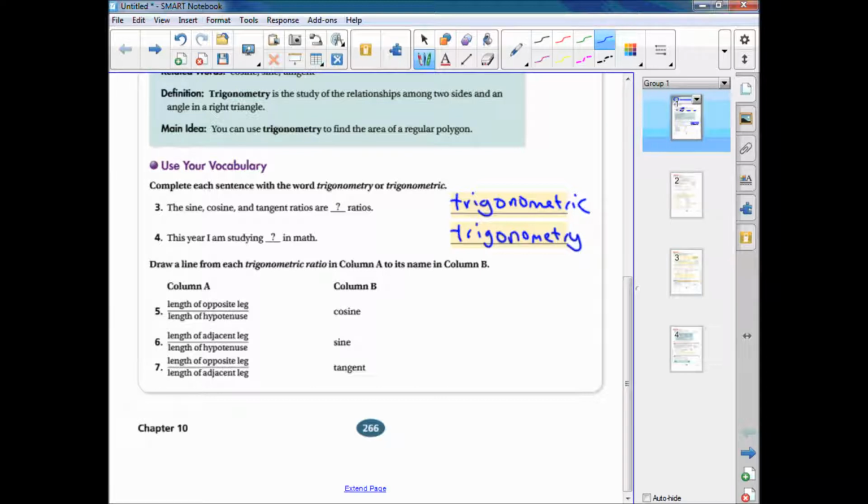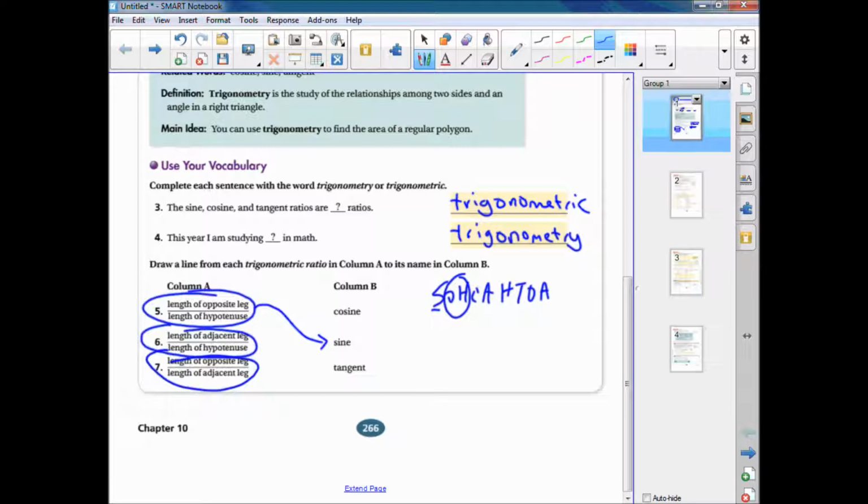All right, draw a line from the trigonometric ratio in column A to its name in column B. So we have leg over hypotenuse, we have the adjacent leg, so opposite over hypotenuse, adjacent over hypotenuse, and opposite over adjacent. So remember we learned this to help us put them together: SOHCAHTOA. So the sine is going to go with opposite and hypotenuse. So the first one is opposite and hypotenuse, and that should go for sine.